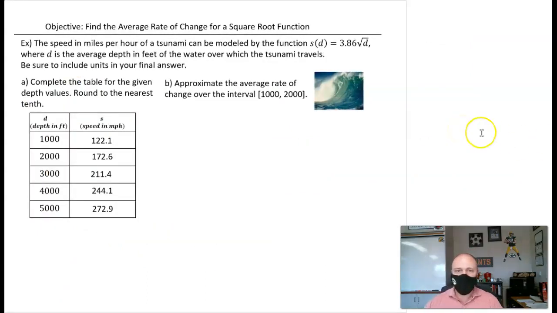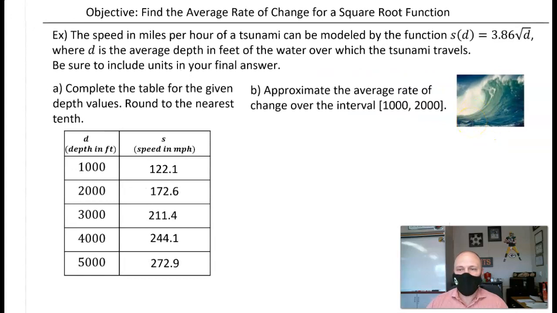All right, here is our next example. And we're given a table of values. So you'll see these problems in a couple of different ways. You'll see it with a table of values, or you'll see it with a graph, or you may even see it just with a function. So here they say the speed in miles per hour of a tsunami can be modeled by the function S of d is equal to 3.86 times the square root of d, where d is the average depth in feet of water over which the tsunami travels. Be sure to include units in your final answer.